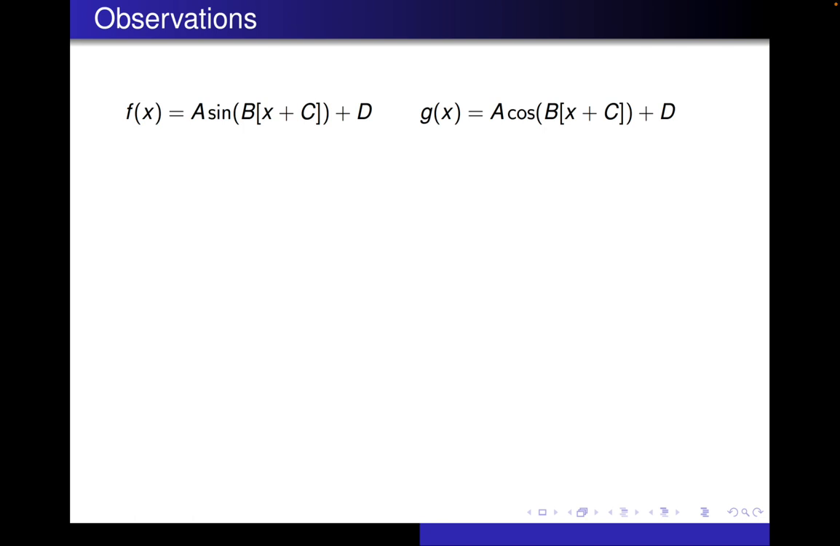So in general, our sinusoidal functions are going to be a times sine of b times the quantity x plus c, all of that plus d, or g of x with the exact same form except replacing sine with cosine. So I'm going to make some observations on what the different constants mean. What does a mean in terms of what it does to the graph? What does b mean? What does c? What does d mean in terms of the function?